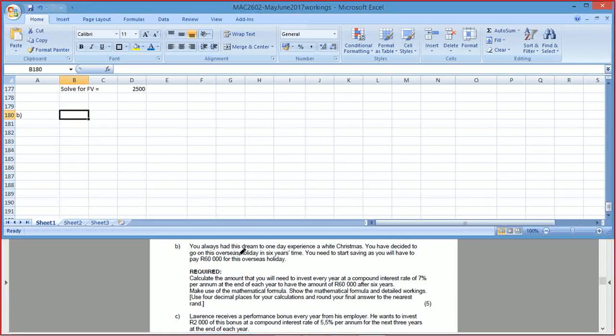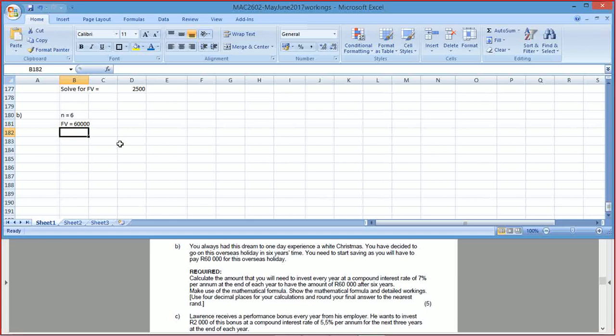Okay, B. You always had this dream to one day experience a white Christmas. You have decided to go on this overseas holiday in 6 years' time. So that's your N. You need to start saving, as you will have to pay 60,000 for your overseas holiday. Okay, fine. So N is 6. You're going to have to pay, so you want 60,000.